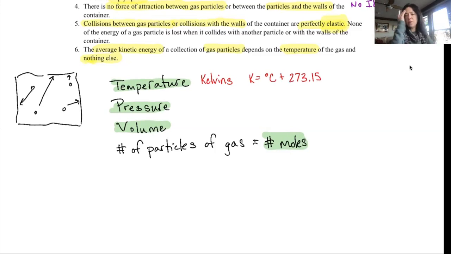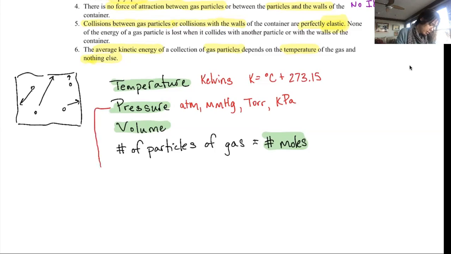Pressure is measured in many different units. We can see atmospheres, millimeters mercury. Literally, they measure the millimeter height of the mercury to determine it. We'll look at diagrams of that. There's something called torr, and we'll also be introduced to kilopascals. Let's talk about these pressures a little bit more because we need to be able to convert between one pressure unit and another.